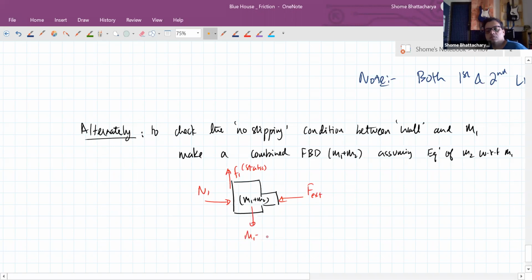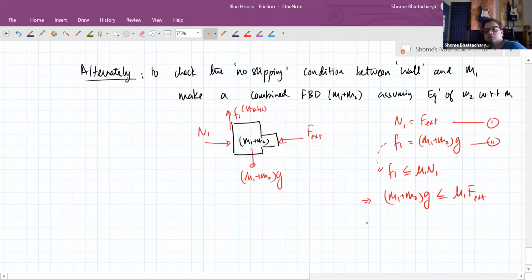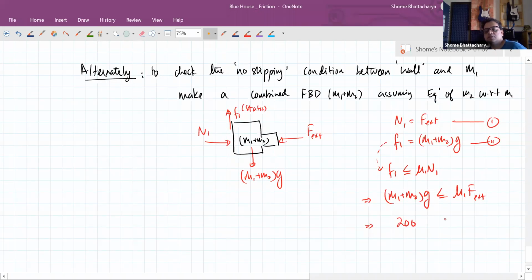Just so we can see that F1 has to balance M1 plus M2G, N1 has to balance F external, okay, and F1 should be less than equal to mu1 N1. Okay, so substitute this here. So the combined weight, this will give you the same limiting condition actually, with F external. So this will give us the condition that 200 newtons should be less than equal to 0.6 into F external. So this will give us that second limiting condition that we had got, greater than equal to 200 by 0.6, or 333.3 newtons. Okay, but we should not stop at this point, no?